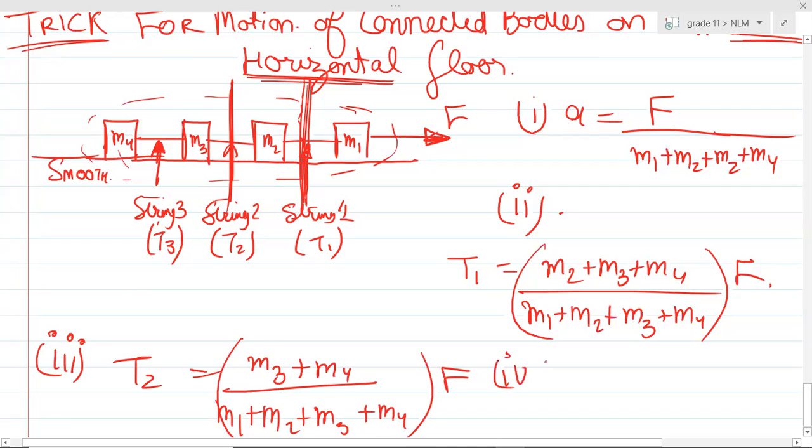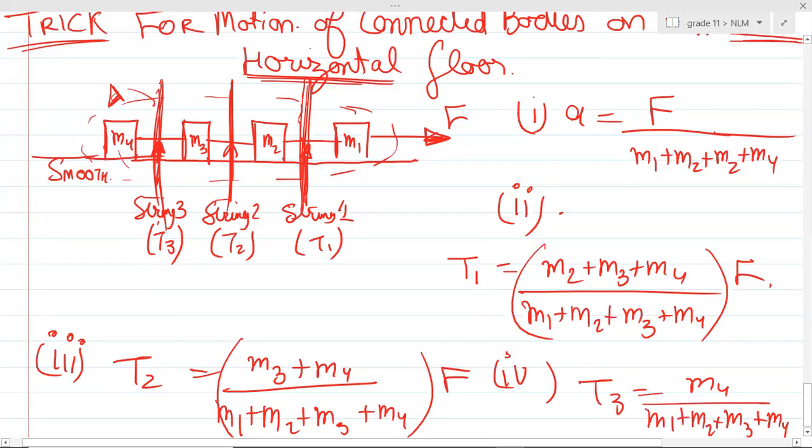Last part, what is the tension in string 3? If I break it from here, what is the one which is following it? M4, right? So T3 will be equal to M4 upon M1 plus M2 plus M3 plus M4. Are you getting my point, guys? So basically, always see the direction, then see the total sum of the blocks which are after that string.